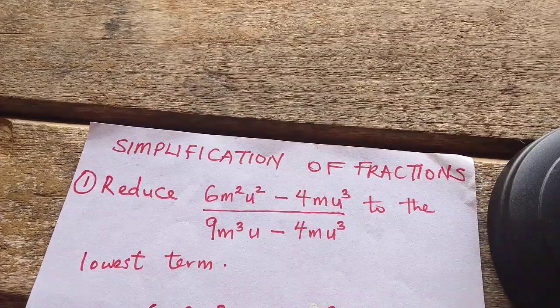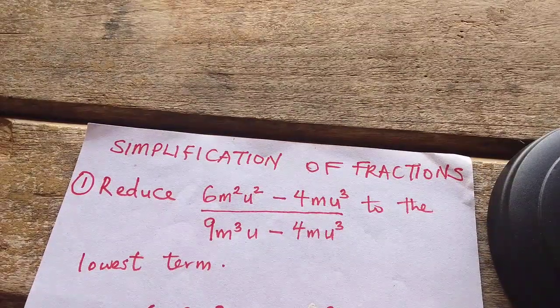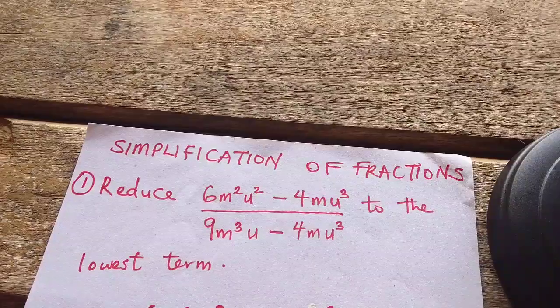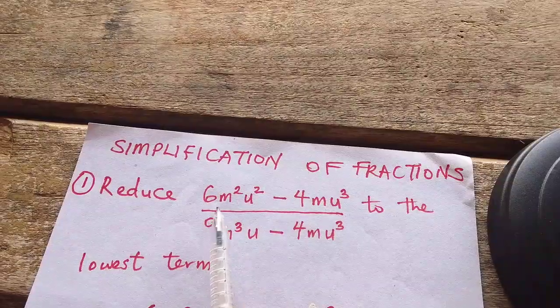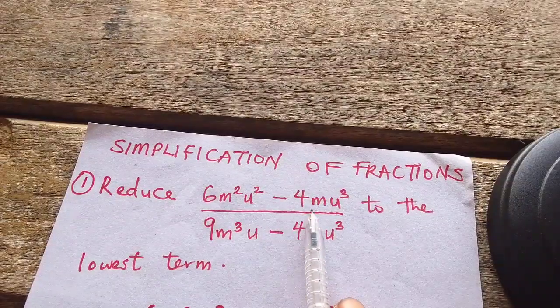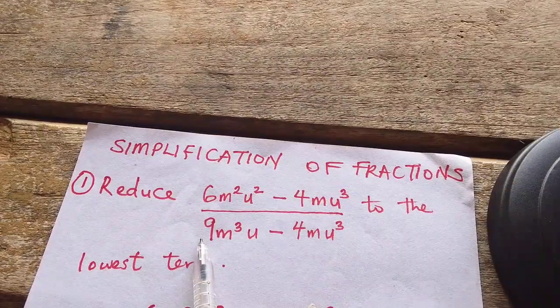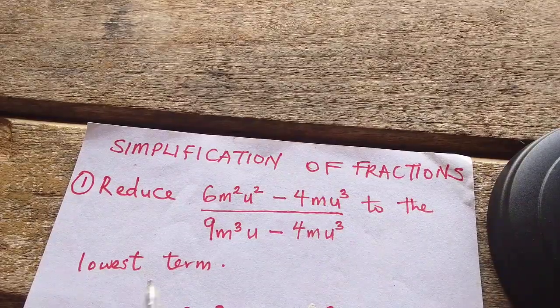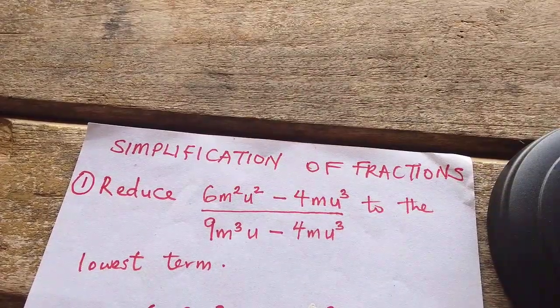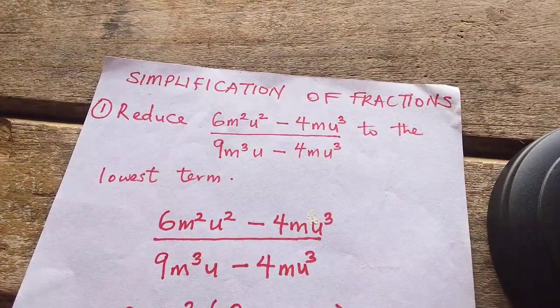Simplification of fractions. We want to consider how to simplify a fraction. Let's look at this example number 1. Reduce 6m²u² − 4mu³ over 9m³u − 4mu³ to the lowest term. So we are told to reduce this to the lowest term.